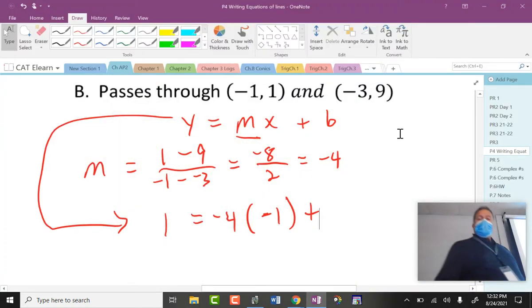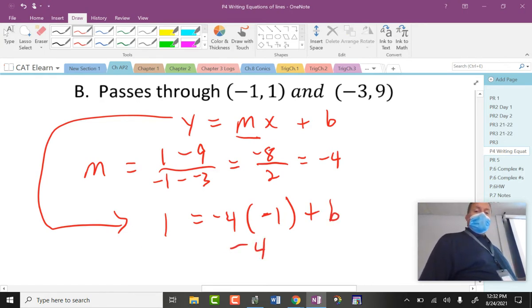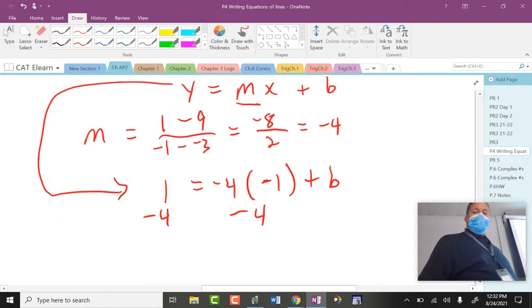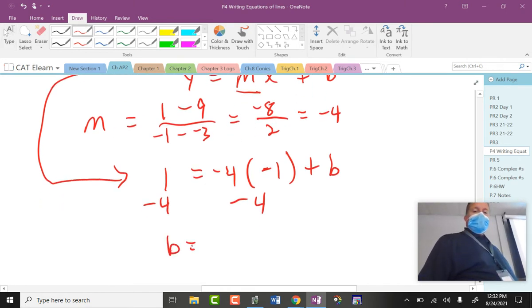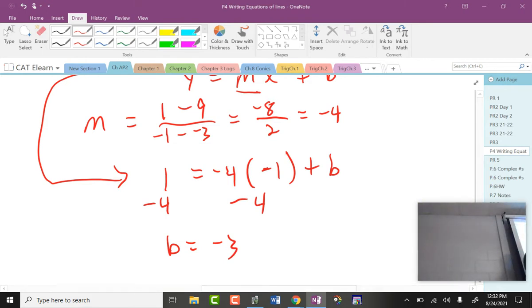Okay, and then what's -1 times -4? 4. So you're going to subtract 4 from both sides, right? And then b equals -3. I really hope as a cat student you can handle that. This is 4, and then I have to subtract 4 to get b by itself.